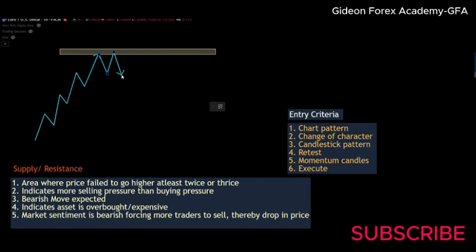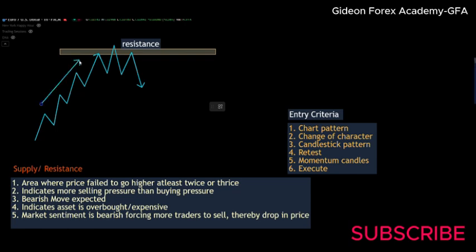And then there is a change of character in that fashion. I'm going to be explaining to you how all this works. So in this lesson, we are going to be using one chart pattern for our entry, which is a head and shoulder and inverse head and shoulder. So for our lesson today, we are going to be using head and shoulder for the sell and inverse head and shoulder for the buy. Okay, so this is a resistance level, right here.